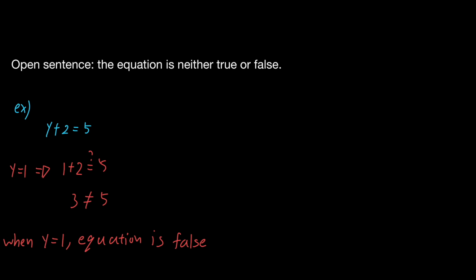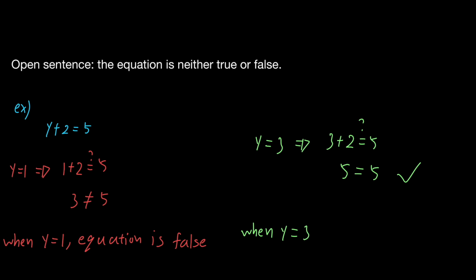But what if y equals 3, and we test it: 3 plus 2 is 5. Does that equal? Let's find out. 3 plus 2 is 5. So yes, they are equal. And our conclusion would be when y is 3, the equation is true. So we can test the numbers and try to find the value of what this variable represents, right?